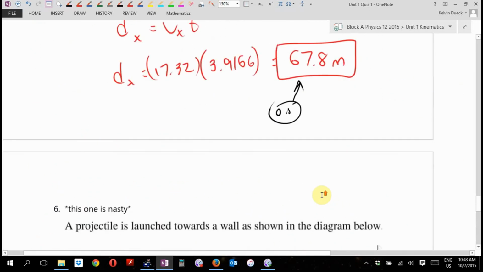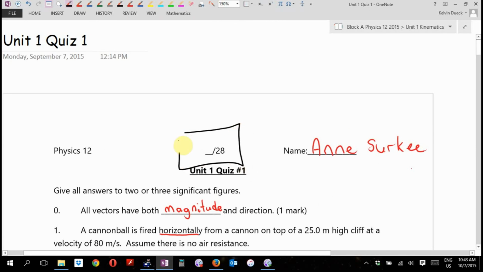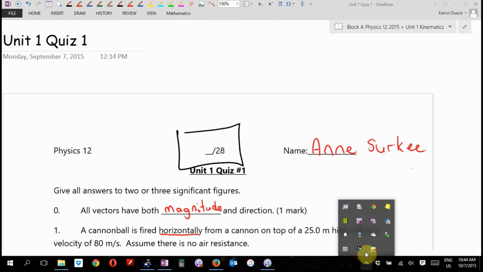What you need to do now is on the top of your quiz somewhere very clearly put your score out of 28, and now is also the time to come lawyer with me if you have any questions.